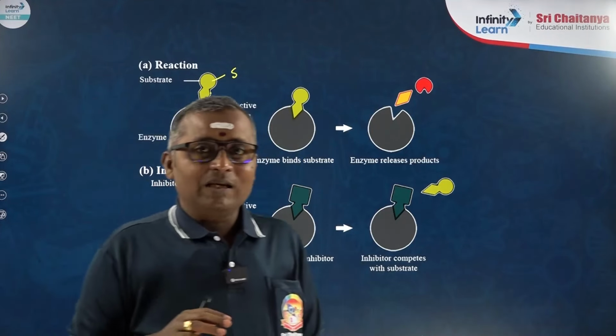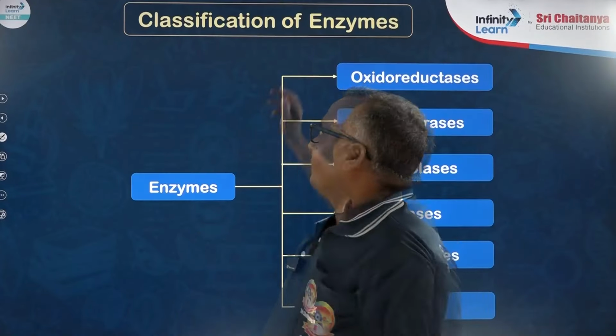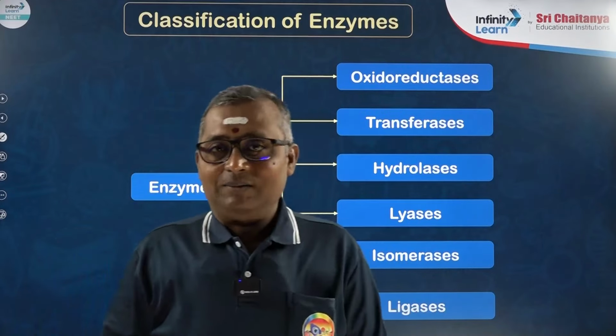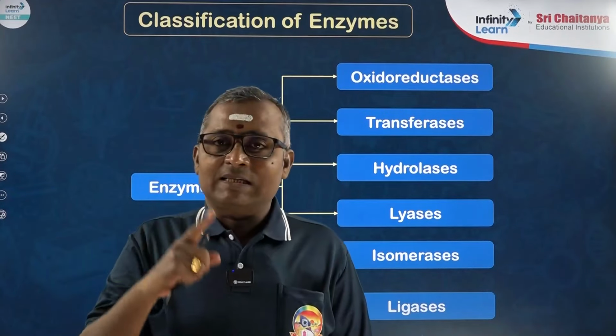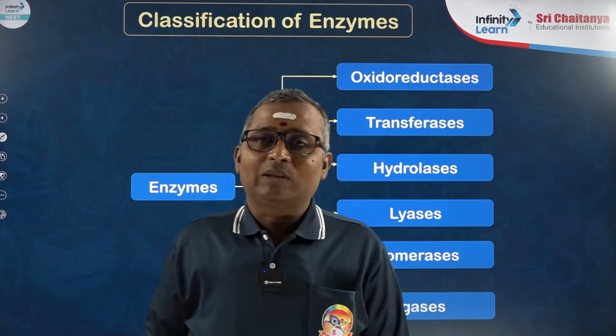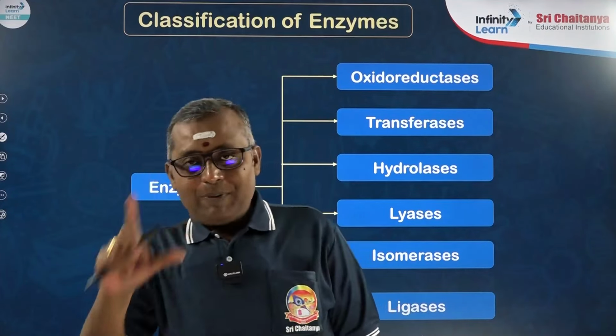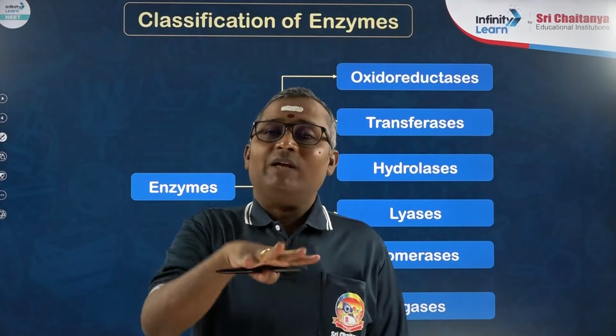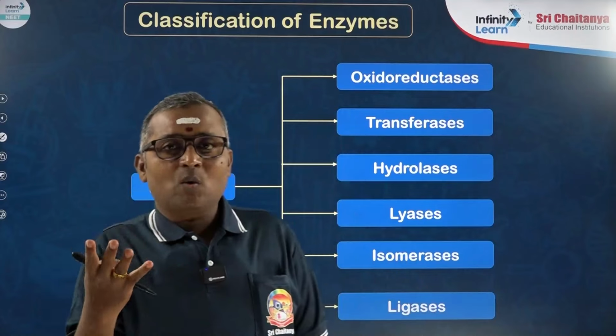And these are the various factors which influence the enzymatic activity. Now let us see the classification of enzymes. Enzymes are classified into 6 classes, and each class is divided into 4 to 13 subclasses. Based on this classification, a 4-digit code is given to every enzyme.